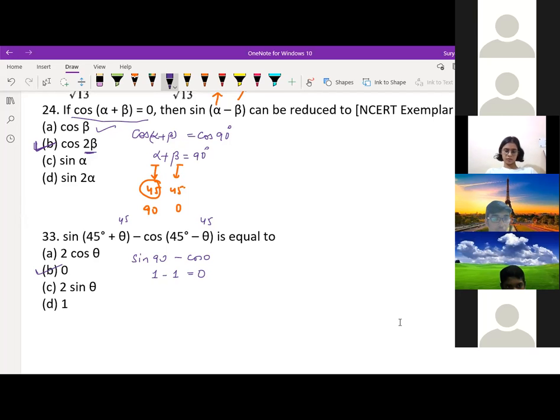Okay, sir. I was putting theta as 0 degree in the first one and 45 degree in the second. That's why I was not getting it. No, see, theta should be the same in both. If you put 0 also, you'll get the same answer there. Okay.